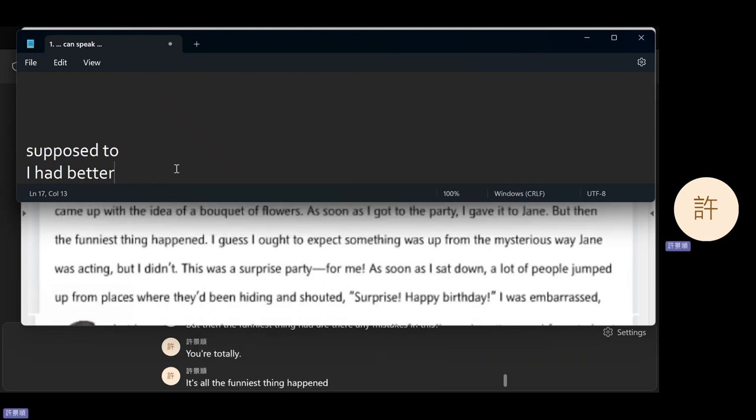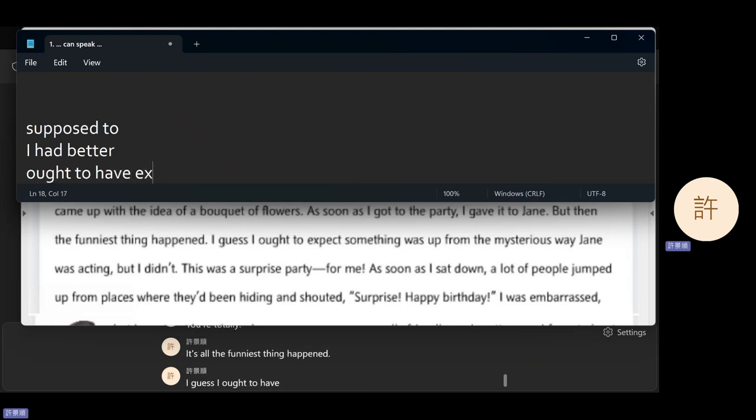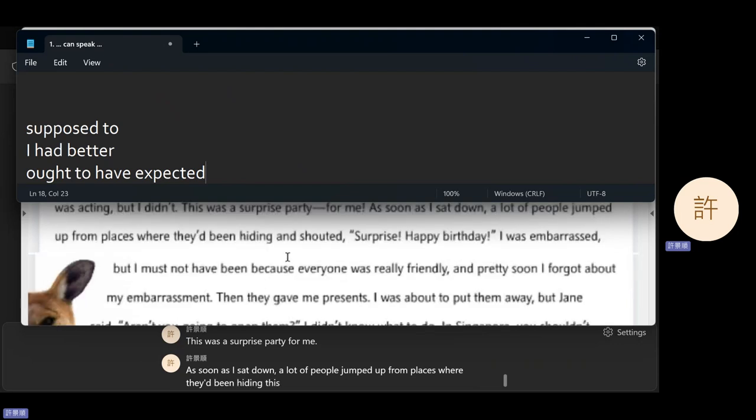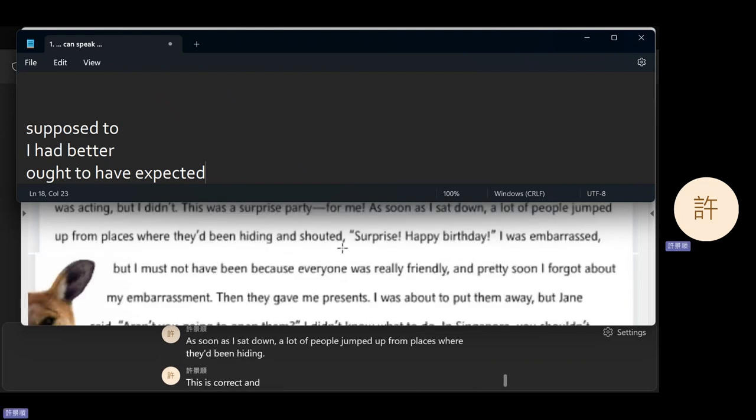I guess I ought to have expected something was up. Something is up means something strange was going on. From the mysterious way Jane was acting, but I didn't. This was a surprise party for me. As soon as I sat down, a lot of people jumped up from places where they'd been hiding, this is correct, and shouted, surprise, happy birthday.